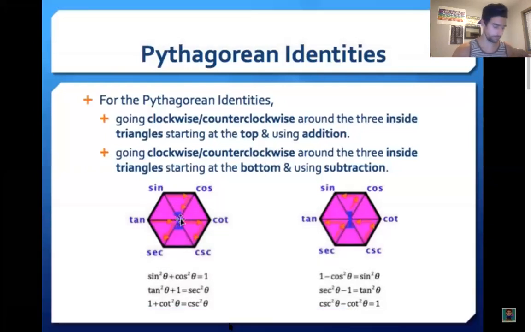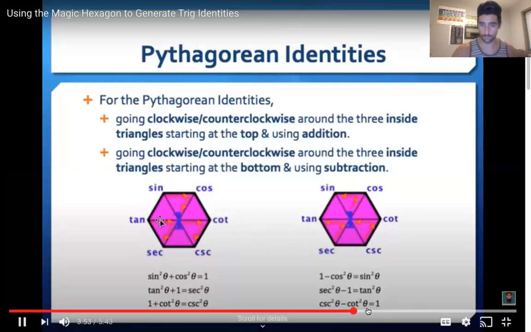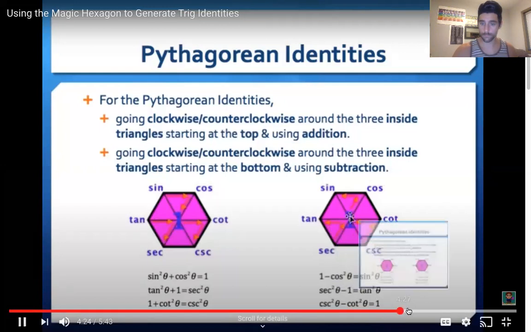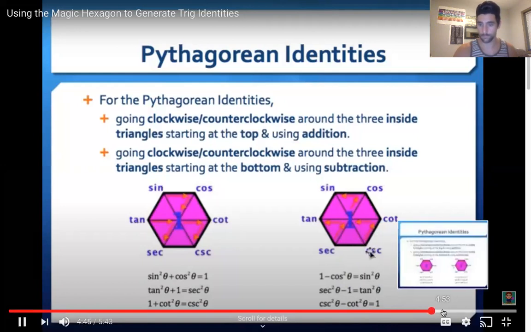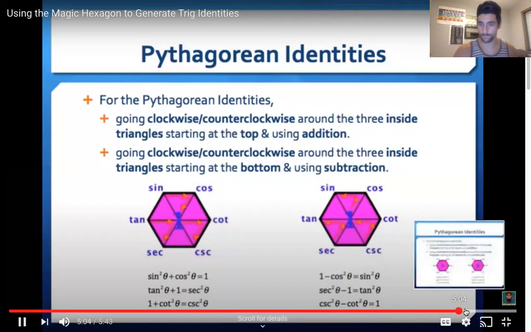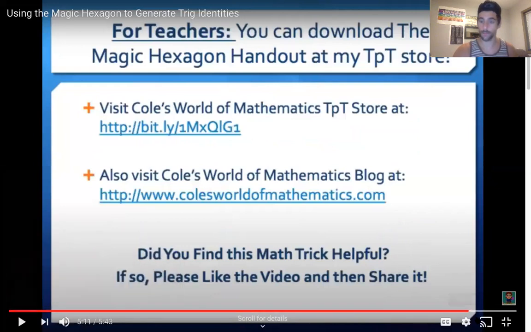Stop share, last part of the video. All right, so here are the inside triangles that I am talking about. It doesn't make a difference whether you're going clockwise or counterclockwise. If you start at the bottom, you're going to use subtraction. Start at the top. All right, I'm going to pause there.